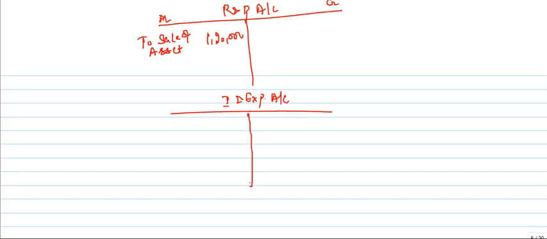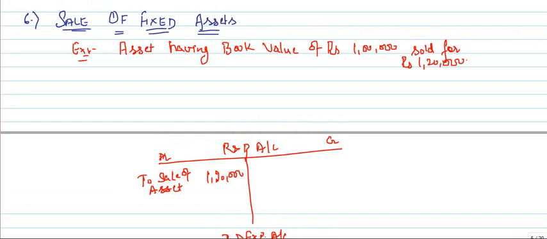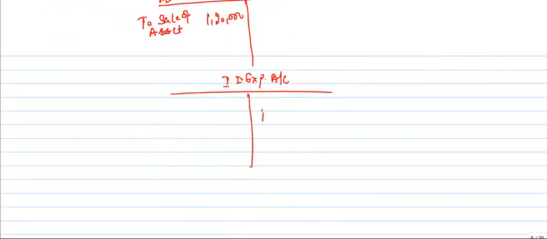Now, income and expenditure account. What will you show in the income and expenditure account? Is it an income or an expense? Sir, it is an income. Okay. Sir, should I show 1,20,000 in the income and expenditure account also? Sir, no. Then what will I show? I will just show the profit here. Profit on sale of asset. How much? 20,000. Clear?